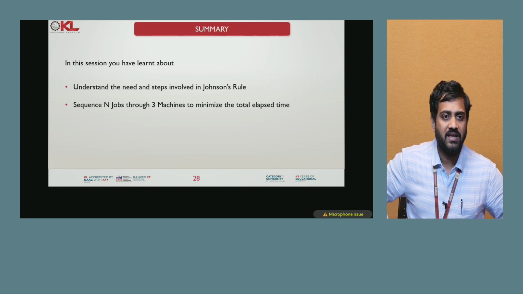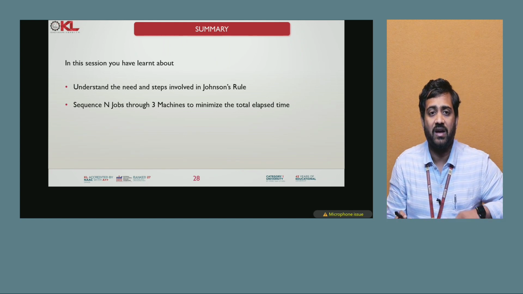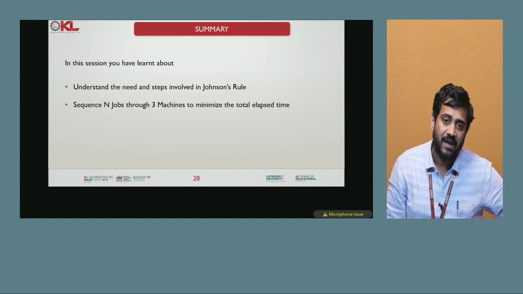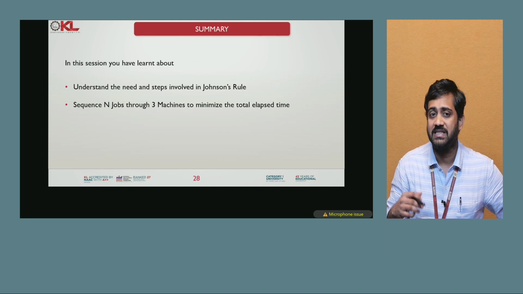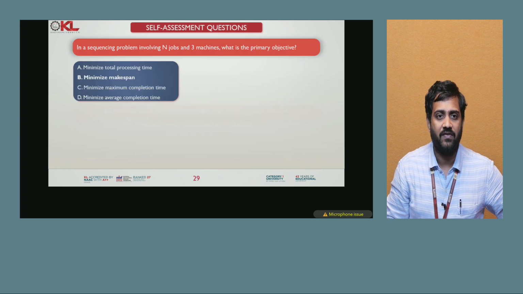Summary. In this session you have learnt how to apply Johnson's algorithm in the case whenever you have n jobs and 3 machines, that we discussed, and we sequence n jobs using 3 machines to minimize the total elapsed time also. And these are the self-assessment questions.